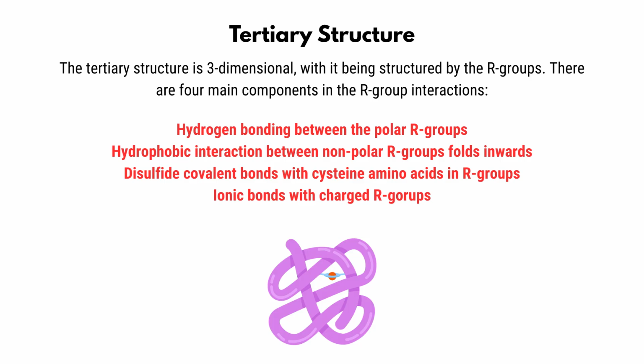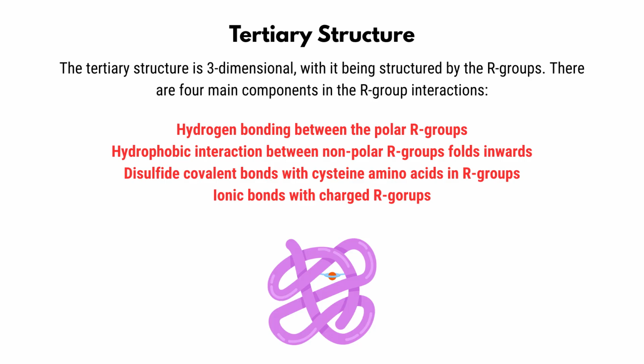Then we have the tertiary structure, and this is when the proteins begin to become three-dimensional. And this is mainly structured through the interactions between R groups, and there are main 4 processes in the R group interactions that cause it to have this structure. One of them being the hydrogen bonding between polar R groups, then hydrophobic interactions between nonpolar R groups that fold inwards because it's trying to avoid the aqueous environment around it.